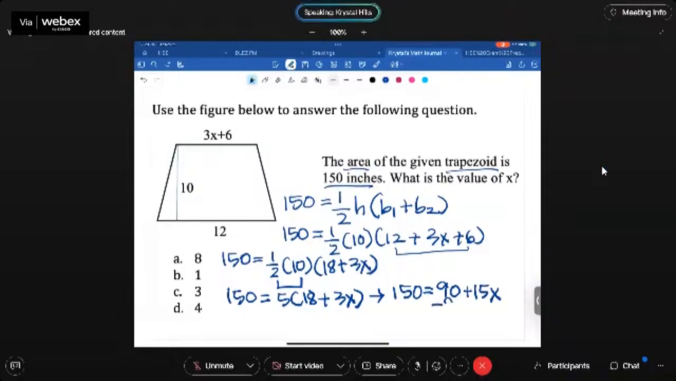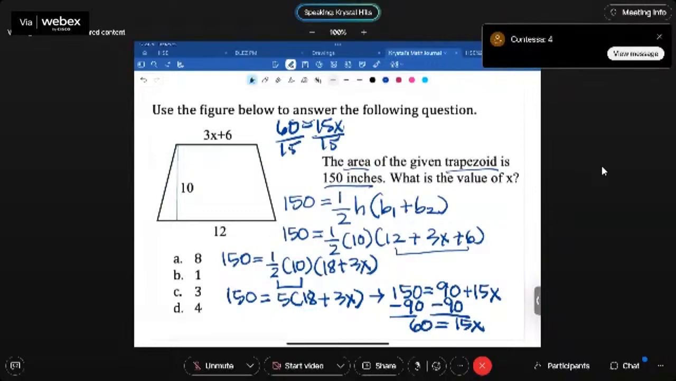I'm going to move my 90 by subtracting it from both sides. 150 minus 90 is 60. So now I have 60 equals 15x. Divide both sides by 15. And 60 divided by 15 is 4. And D is my answer.